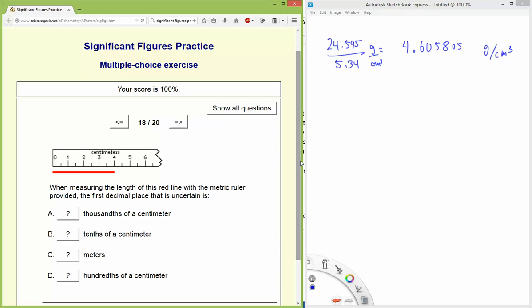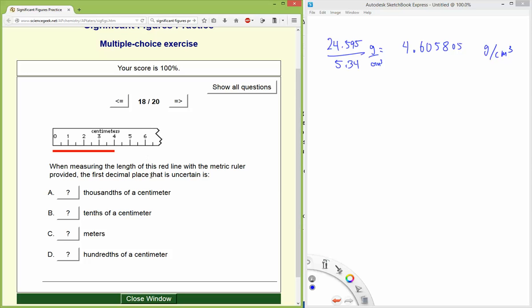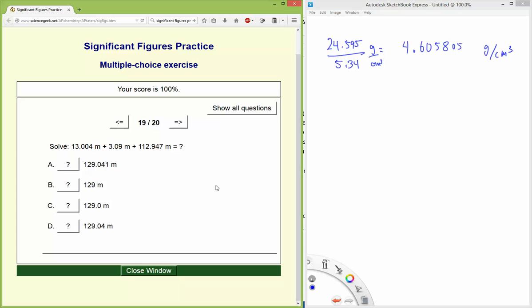Okay, it's asking how precise should we go? Thousandths, tenths, meters, hundredths of a centimeter. The first decimal place that is uncertain is tenths of a centimeter, so we would probably report 4.0 centimeters. Okay, so addition, we only want to keep 2 decimals of precision. The only one that fits that would be D.